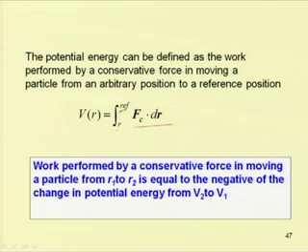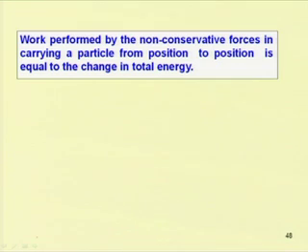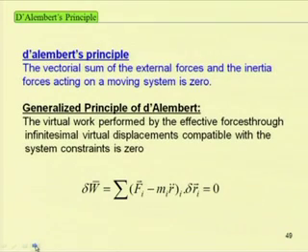Work performed by a conservative force in moving a particle from R1 to R2 is equal to the negative of the change in potential energy from V2 to V1. Work performed by non-conservative forces in carrying a particle from position R1 to position R2 is equal to the change in the total energy of the system.